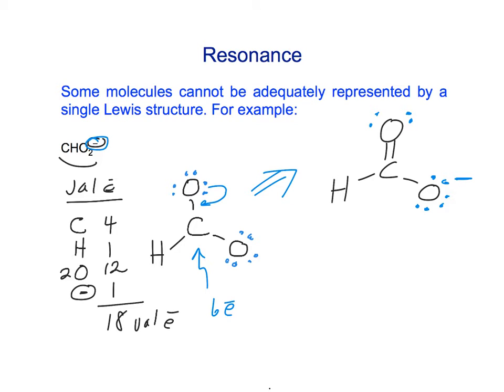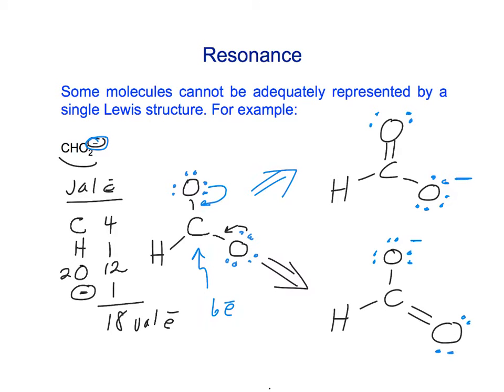What if, though, instead of using the top electrons, what if we used the bottom electrons? That would give us a slightly different structure, because our double bond would be to the bottom oxygen. So now the top oxygen has 3 pairs of electrons with the minus charge, and the bottom oxygen has 2 non-bonding pairs of electrons and a double bond.